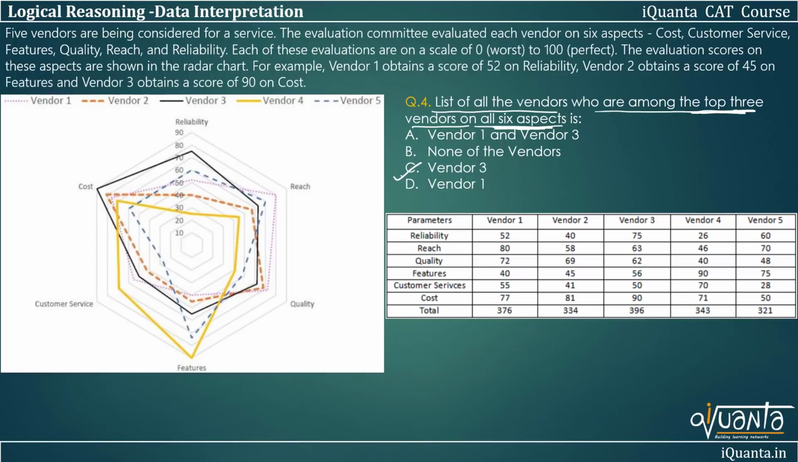So that is how we have to solve the questions. Only having one single table can help us to solve all the questions. This was not very tough. If you maintain a little bit of speed, then you will definitely be able to solve this set within 7 to 8 minutes. And that would save you a lot of time for the other sets as well.